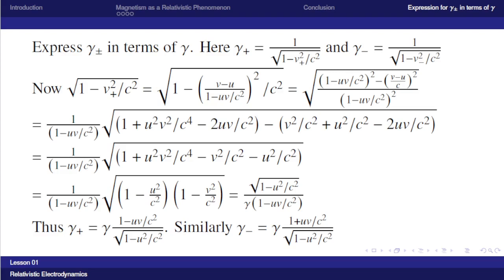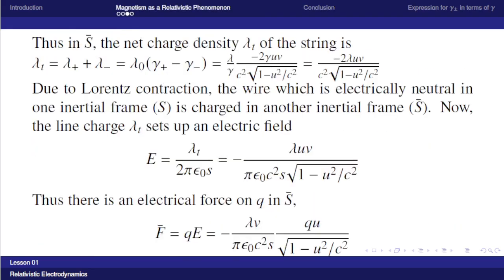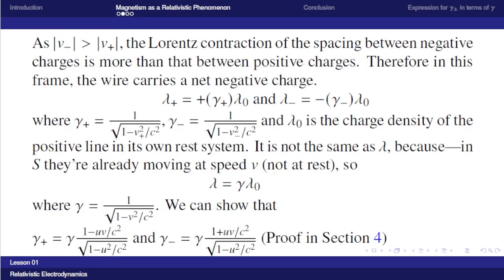This can be written as 1 minus U square by C square into 1 minus V square by C square. What is root of 1 minus V square by C square? It is 1 by gamma. So it is 1 by gamma into this one. Therefore our gamma plus is 1 by root of this one. So the reciprocal of this one is gamma into 1 minus UV by C square by root of 1 minus U square by C square. Similarly, we can show that gamma minus is this one. Now going back, we see that gamma plus and gamma minus can be shown.